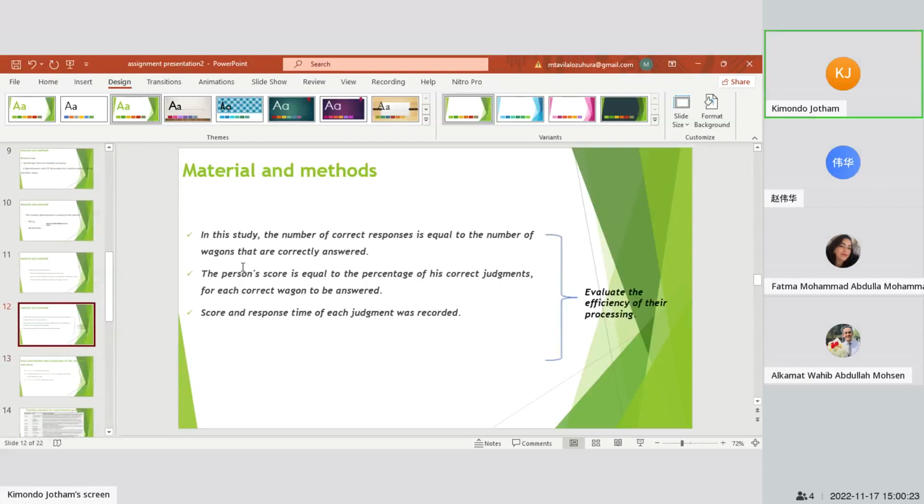Why did they do that in this study? Because the number of correct responses of the subject will be equal to the number of wagons that are correctly answered, and the person's score is equal to the percentage of their correct judgments. So the score and the response time of each judgment were recorded for data analysis. The aim of this was to evaluate the efficiency of their processing, as I said in the previous slide.